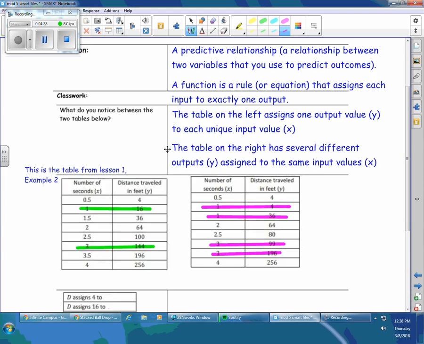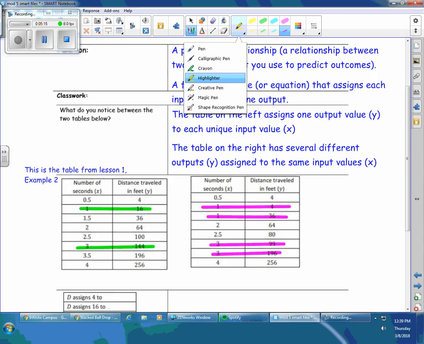The table on the right has several different outputs assigned to the same input values, and we've highlighted them. I purposely highlighted in green over here, like green is go, green is good, green is a function. This hot pink, or I was going for red but I didn't have red, would indicate this data is not necessarily wrong. It might have been real data that was collected. It's just not a function, meaning I can't use this data to help me predict anything with any level of accuracy.